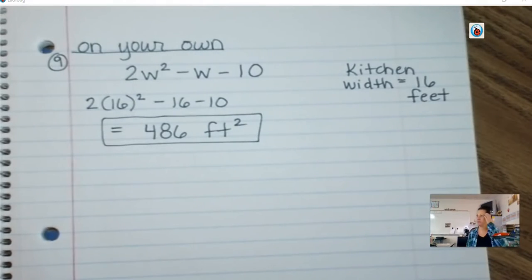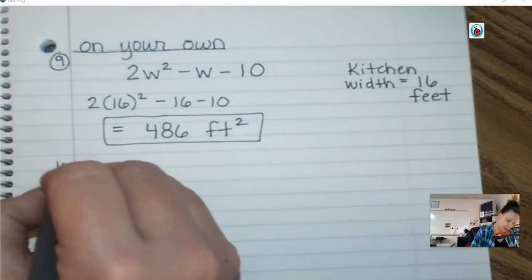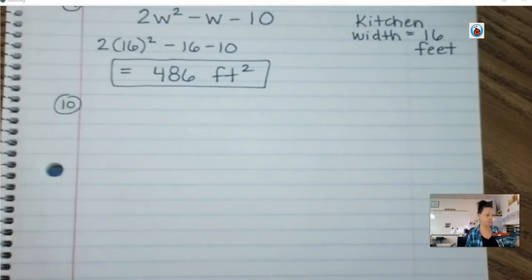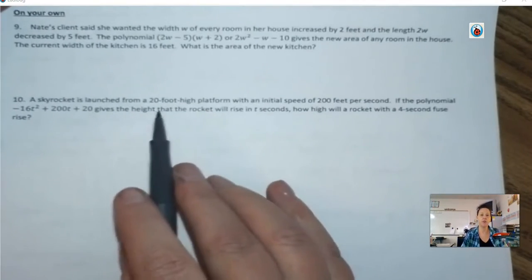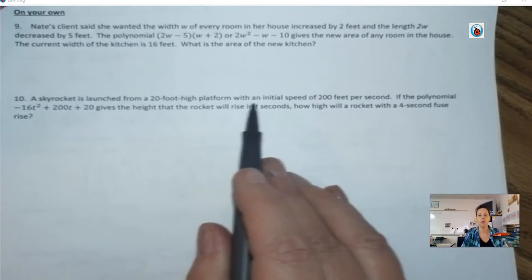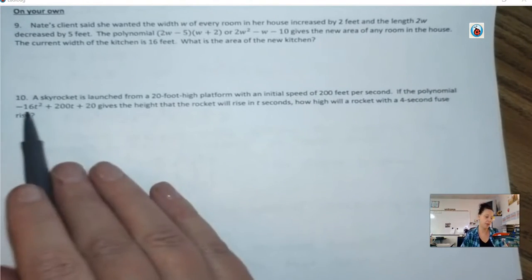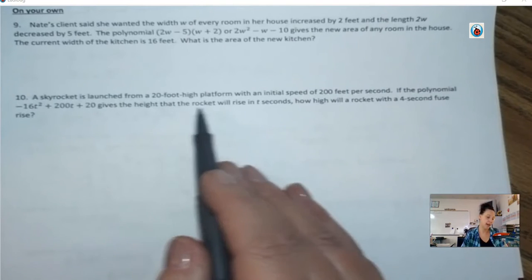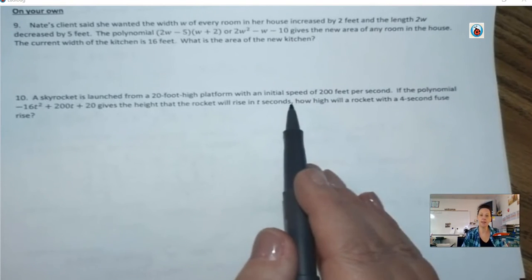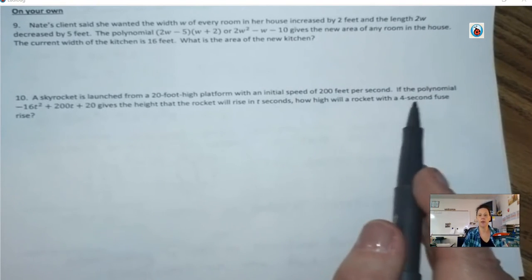Questions on that one? Okay, last question we're doing. Number 10. A skyrocket is launched from a 20-foot high platform with an initial speed of 200 feet per second. If the polynomial gives the height that the rocket will rise in t seconds, how high will a rocket with a 4-second fuse rise?